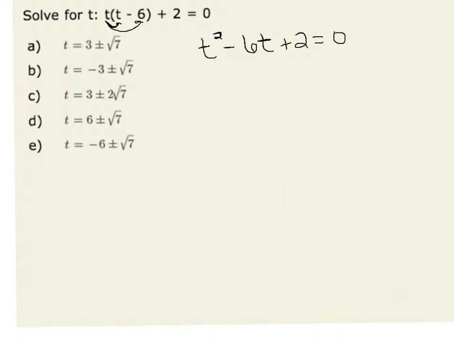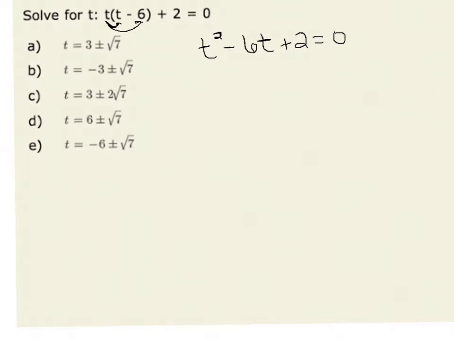I recognize that I have a quadratic equation that is set equal to 0. One way I could solve is to try to factor it, but I would see that there are no two numbers that multiply to a positive 2 that add to a negative 6. Therefore, I'm going to use the quadratic formula in order to solve this problem.